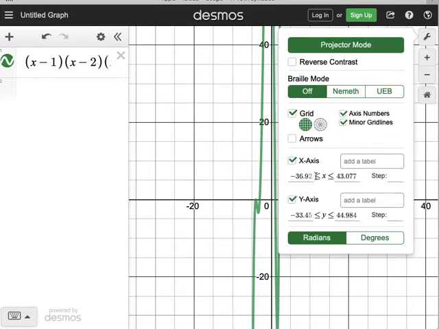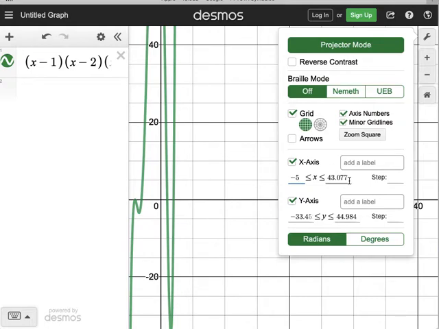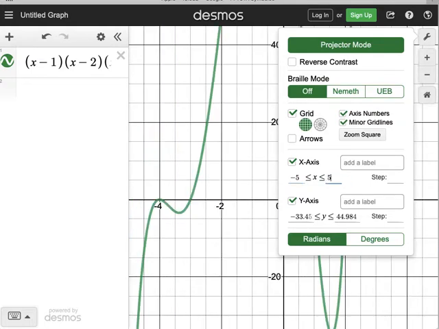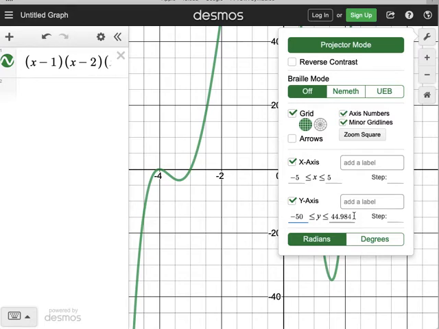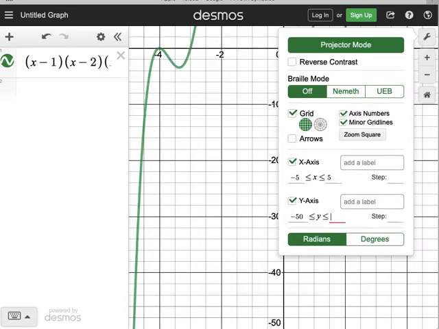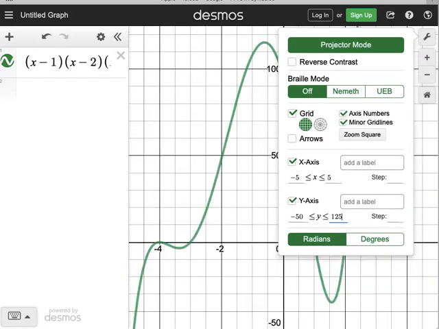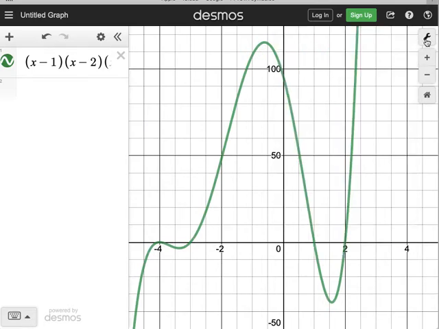For example, for my x-axis, I know I really don't need anything past -5, so I could put that there. And I don't need anything to the right of 5, so that makes that look nicer. And then I can maybe change this to -50, and let's see how high I gotta go. Maybe we gotta change this to 125, and that gives me a nice picture.